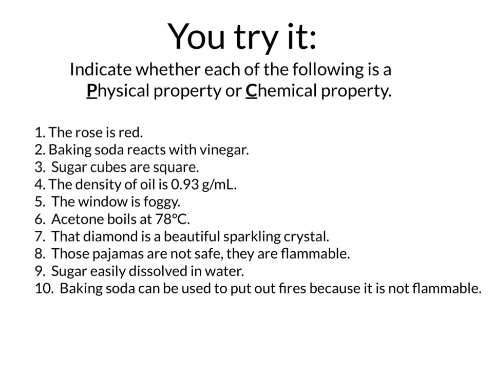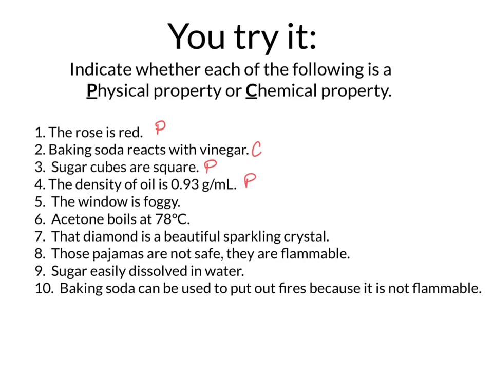Okay, so I'll be using the letter P to say it's a physical property, and the letter C to say if it's a chemical property. So the first one, the rose is red. That's telling us the color, and that is a physical property. Next, we have baking soda reacts with vinegar. That's telling us that those two do react with each other. That's how they interact with each other, and that is a chemical property. Next, we have a sugar cube is square. Well, they're cubic actually, but the description is of a physical property. Next, we have the density of oil is 0.93 grams per milliliter. That is the property of the substance itself, and so it is a physical property.